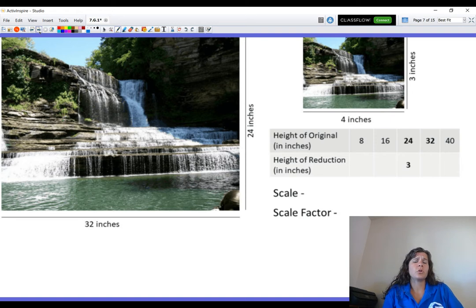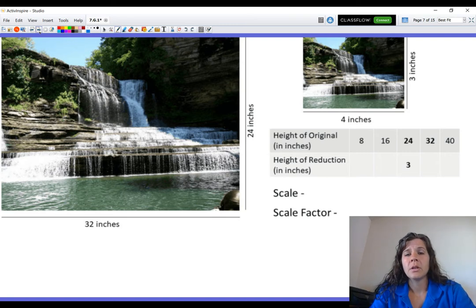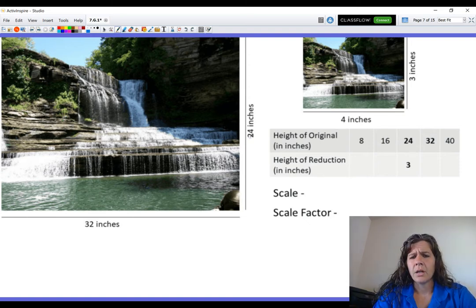Scale drawings can go the other way too. They don't just have to blow things up. They can shrink them down. They can reduce the size. So here, maybe I had a poster in my room and I just wanted to create a smaller picture that I could carry around. So we're still going to follow the same pattern.